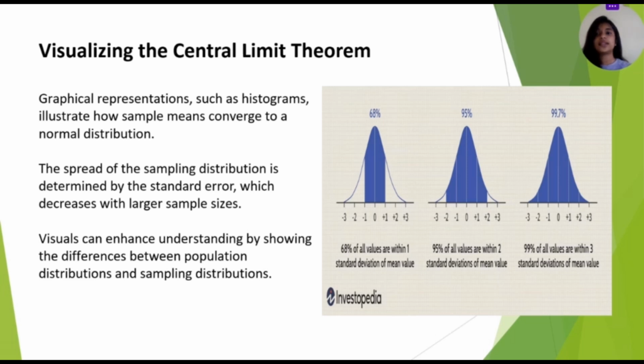Next is the visualizing of the central limit theorem. Graphical representations such as histograms illustrate how sample means converge to a normal distribution. The spread of the sampling distribution is determined by the standard error, which decreases with larger sample sizes. Visuals enhance understanding by showing the difference between the population distribution and the sampling distribution.